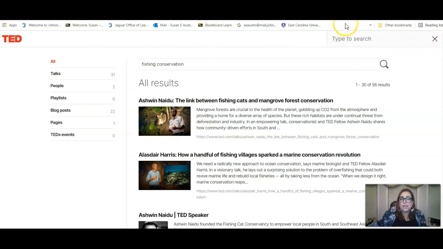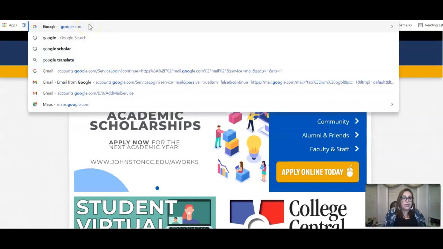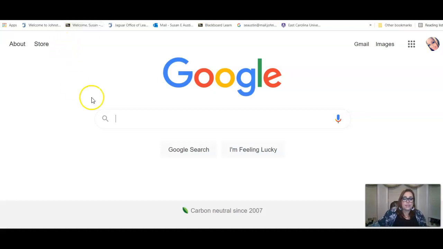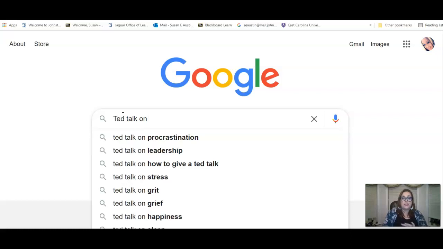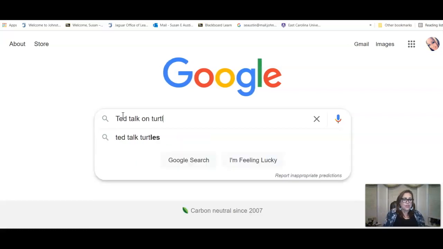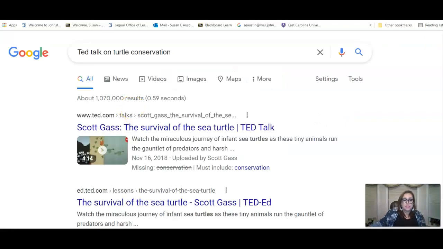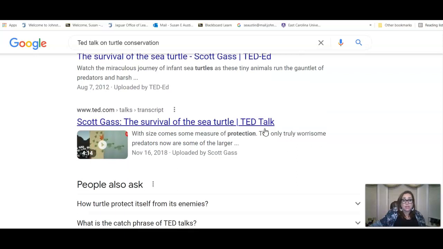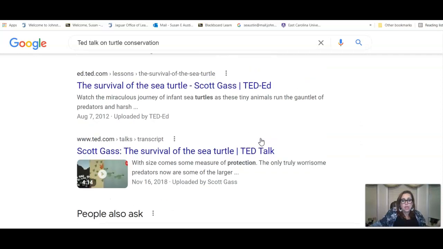I'm going to go up here. The other thing you can do, and I've done this before as well, is you can go to Google and put in your search "TED Talk on," and then just put whatever you want to find. So I'm going to do "TED Talk on," let's see if turtle conservation comes up. I don't know. Sometimes that's another way I found TED Talks instead of trying to do the refined searches on their page. So that may help as well.